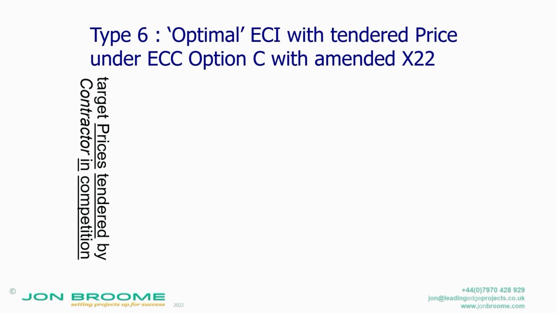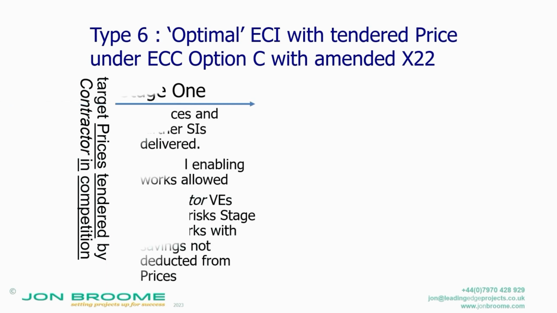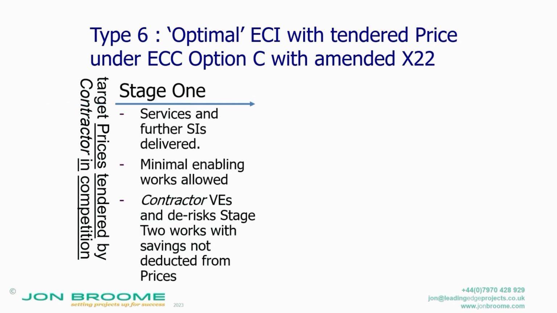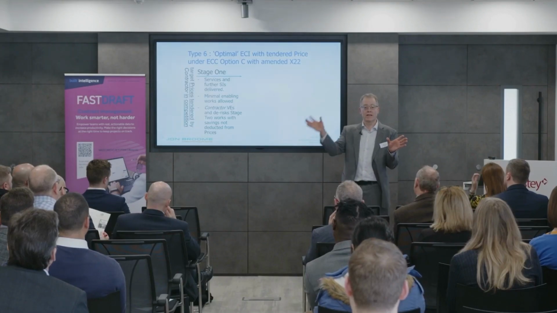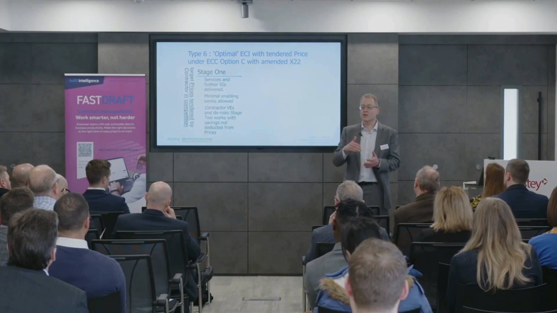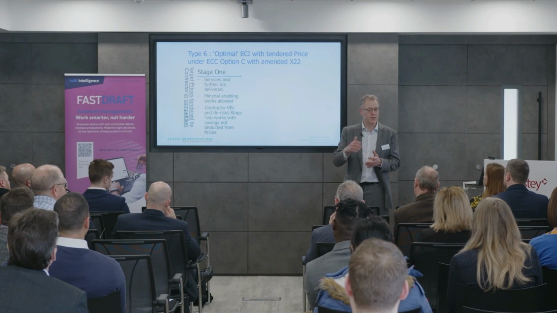So what happens is the target prices are tendered in competition by contractors, right? So this makes it more attractive to public sector clients because there's a competition with a figure. Yippee, I can measure that. Stage 1 is normal ECI, except any enabling works have to have strong governance over them. So to bring works forward into stage 1, physical works, there's got to be a good reason and it's subject to the project manager's acceptance.